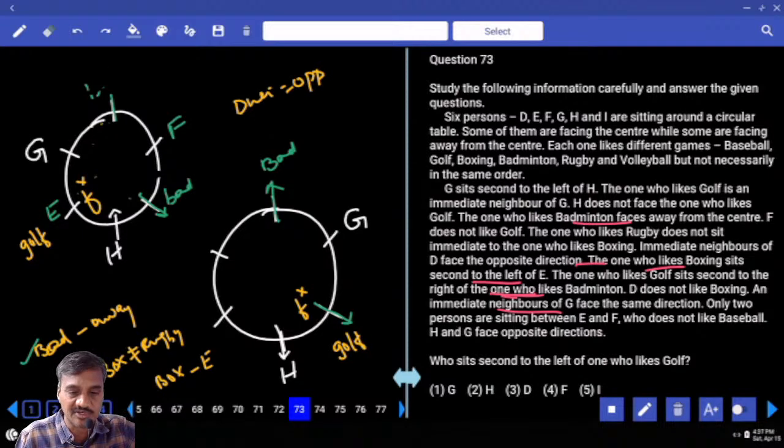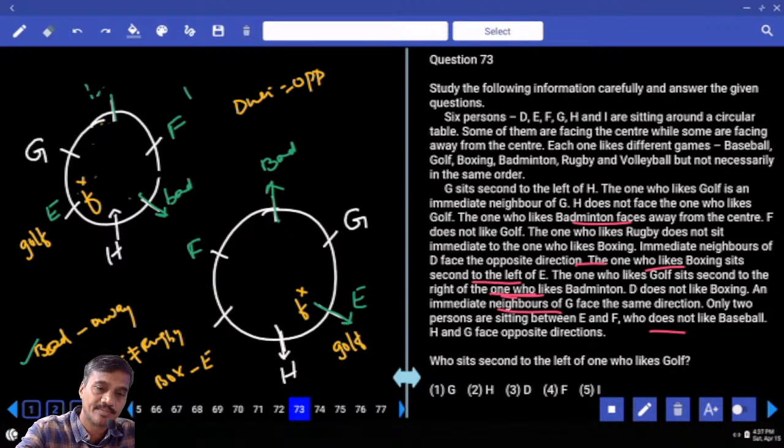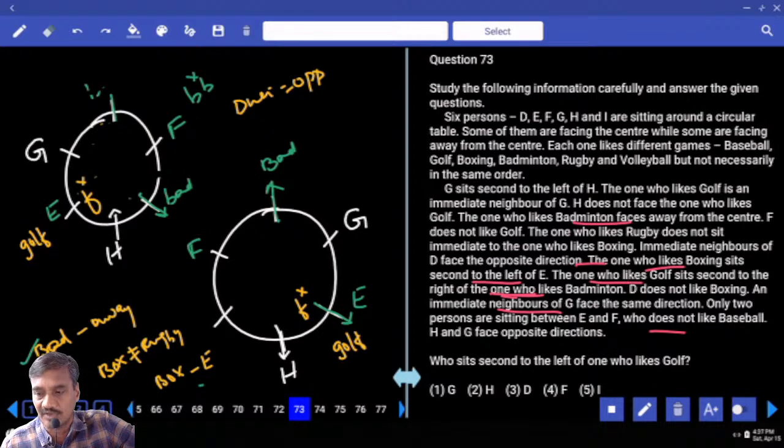And two persons in between E and F. Now F cannot be here, F is here, E will be here. Then D does not like boxing, and F does not like baseball. Now this is the information. And boxing and rugby are not adjacent to each other. Boxing is second to the right of E. The one who likes golf sits second to the right of badminton. The one who likes boxing sits second to the left of E.